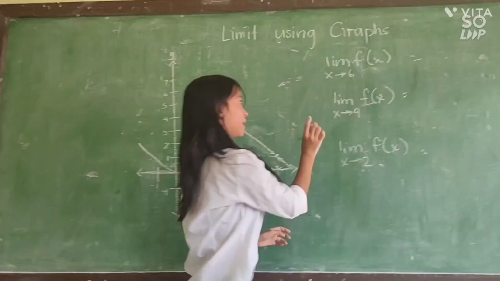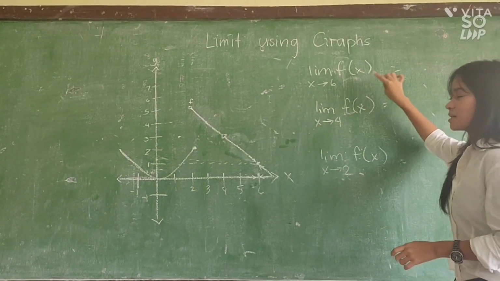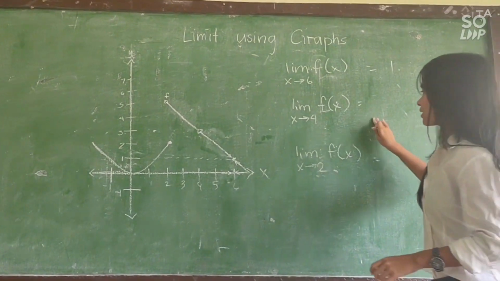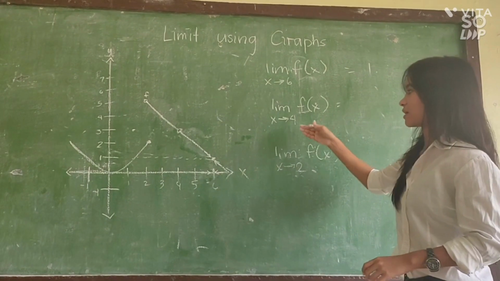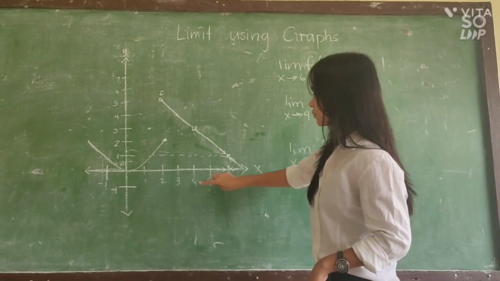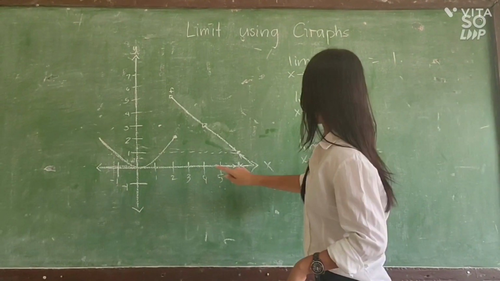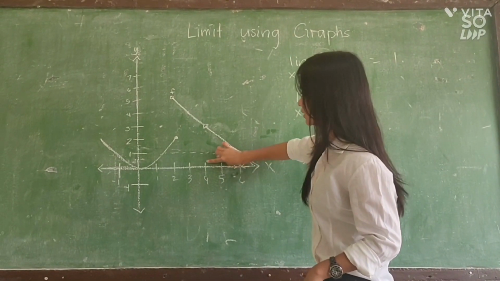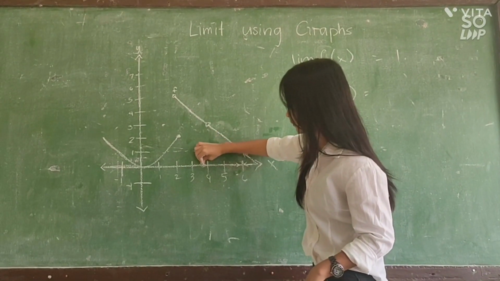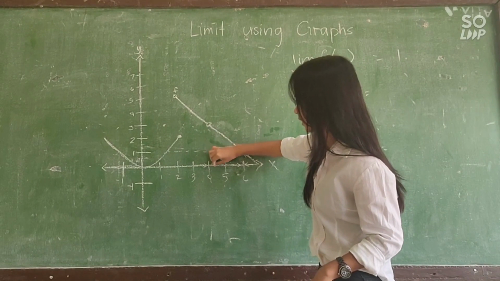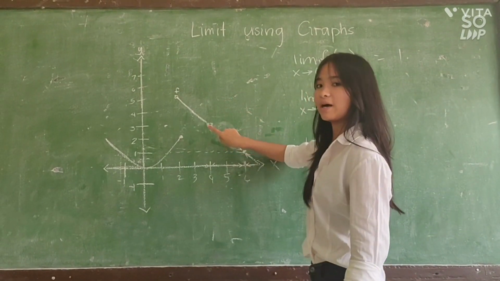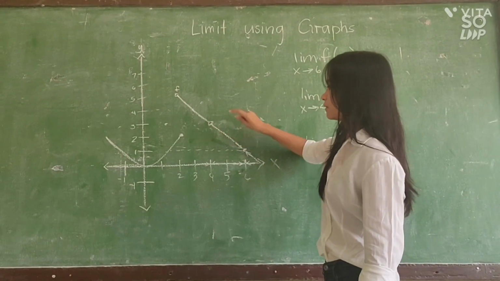So, our limit of f of x as x approaches 6 is 1. Next, the limit of f of x as x approaches 4. So, positive 4 is our x. Let's see where it lands, from the left and from the right. Here, we will look at where our left and right land.